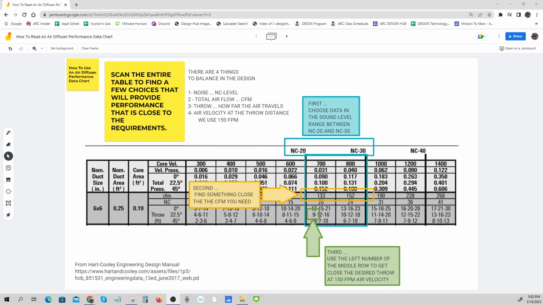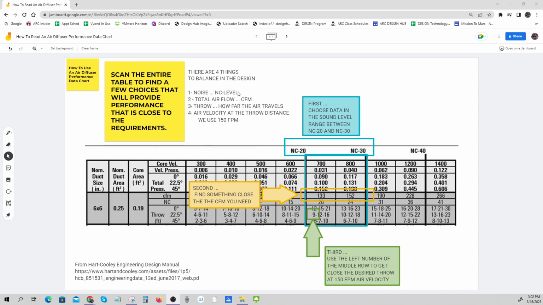Okay, let's take a look at the technique or the method or the skills used to make use of an air diffuser performance chart. This particular one comes from the Hart Cooley Engineering Design Manual. Here's the address for it.